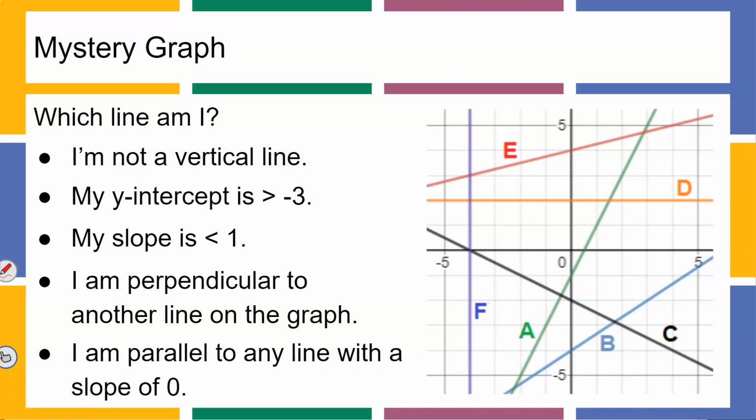It's not a vertical line. The y-intercept is greater than -3. The slope is less than 1. It's perpendicular to another line on the graph. It's parallel to any line with a slope of 0. So I'll give you a few minutes to think about that.